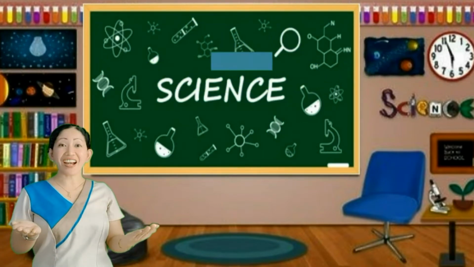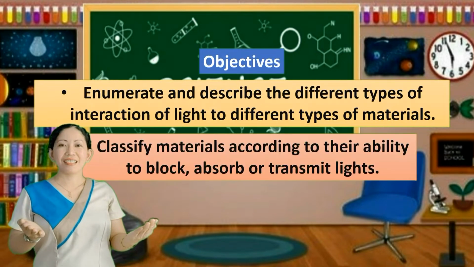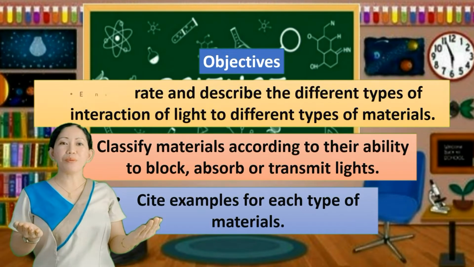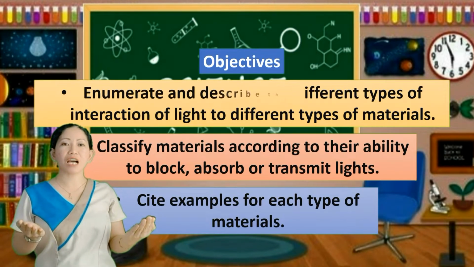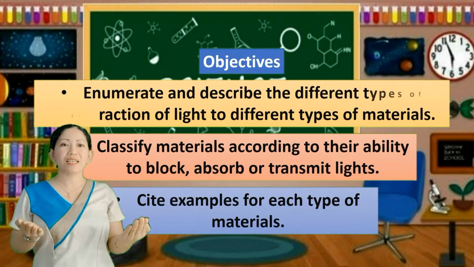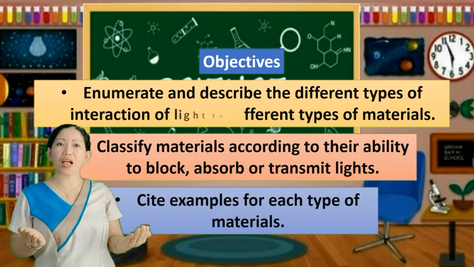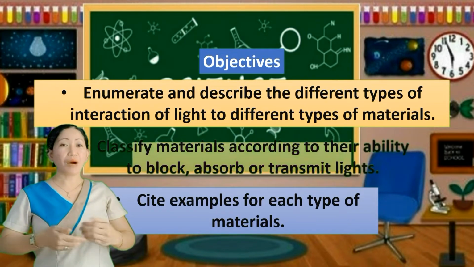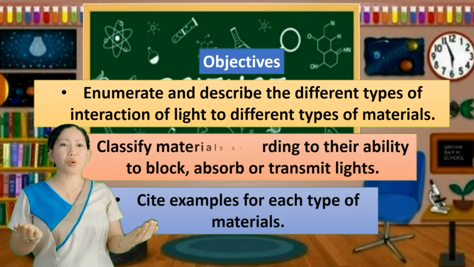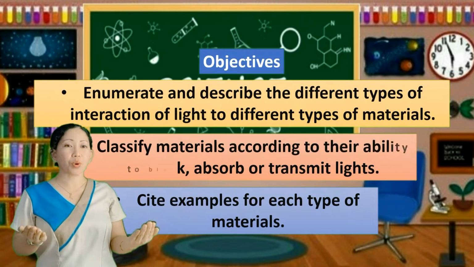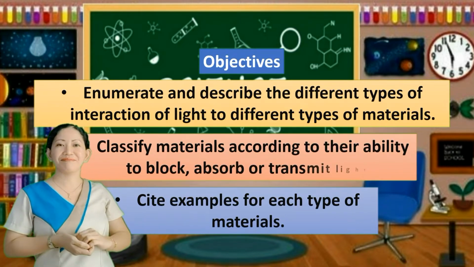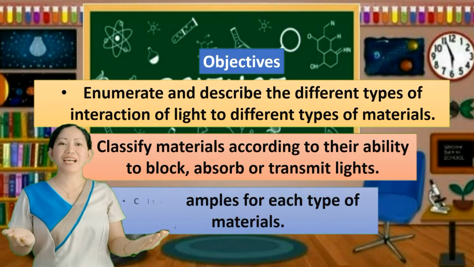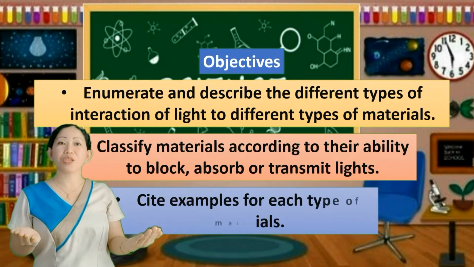Our objectives are: Number 1, enumerate and describe the different types of interaction of light to different types of materials. Number 2, classify materials according to their ability to block, absorb, or transmit lights. Number 3, cite examples for each type of materials.